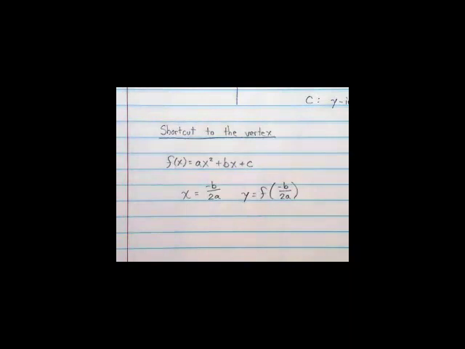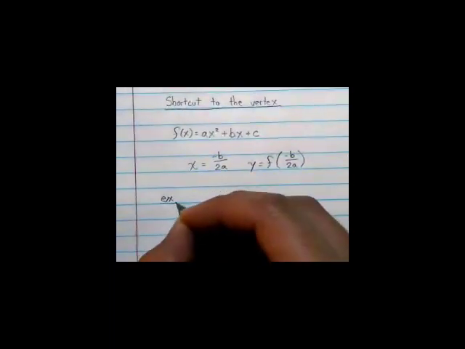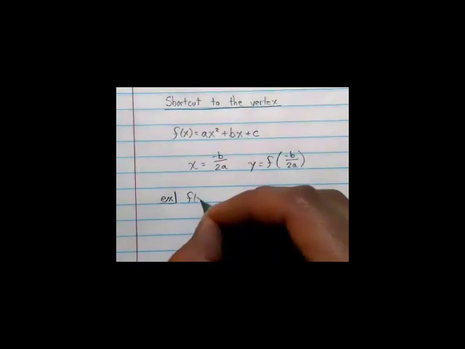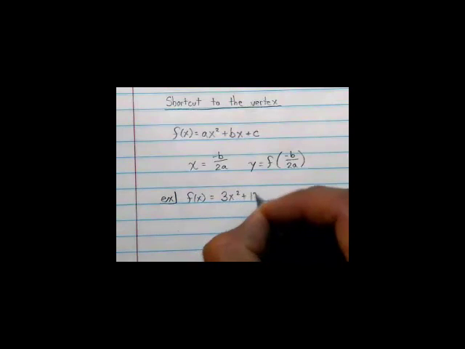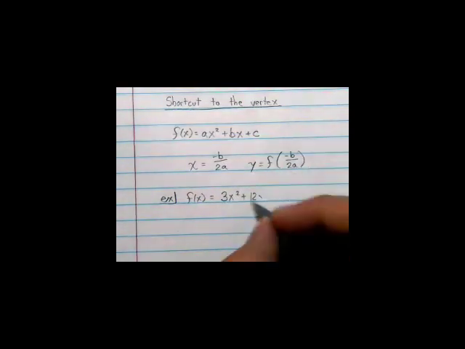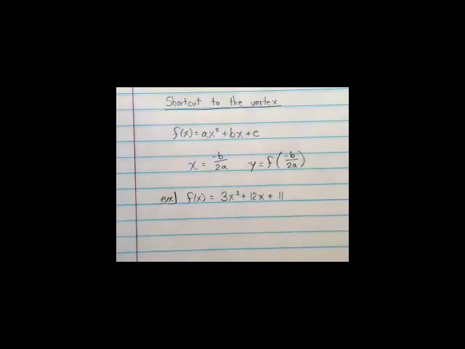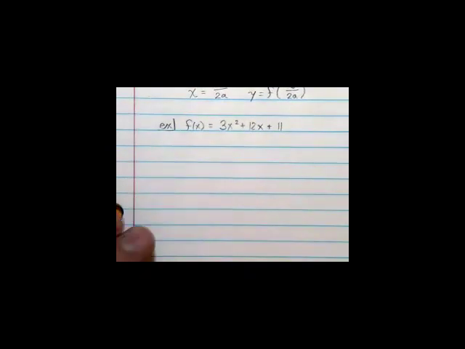Okay? So let's take our last example, and we'll quickly get the vertex. The answer should come out to negative 2, negative 1, right? So if we've got this f of x equals 3x squared plus 12x plus 11, let's say my only goal is to find the vertex. I don't want to sit there and do all that completing the square. I don't need to graph the thing. I just want the coordinates of the vertex real quick, and that's it.